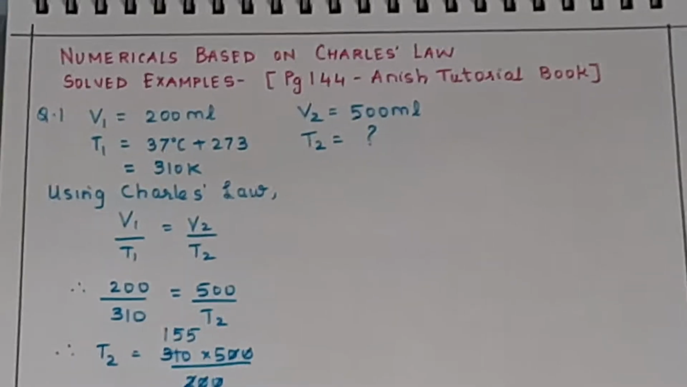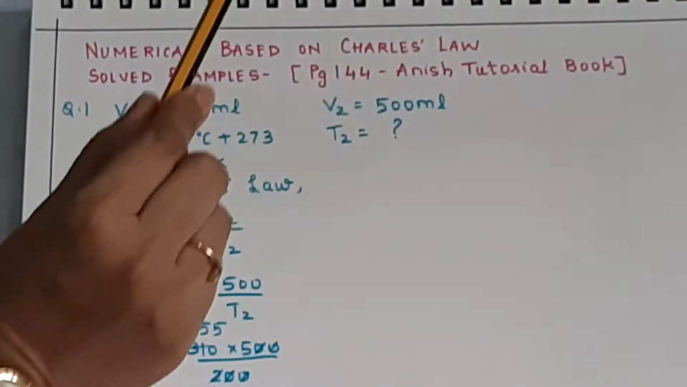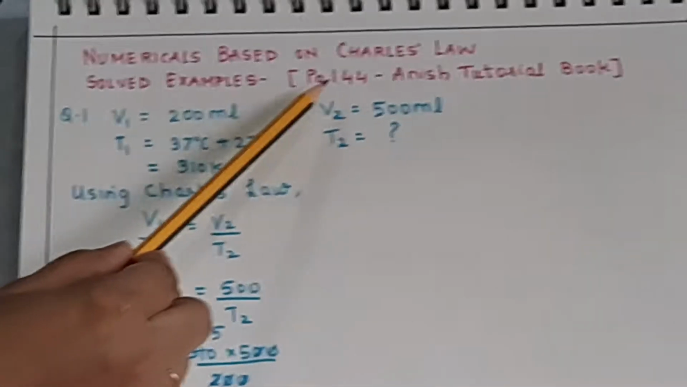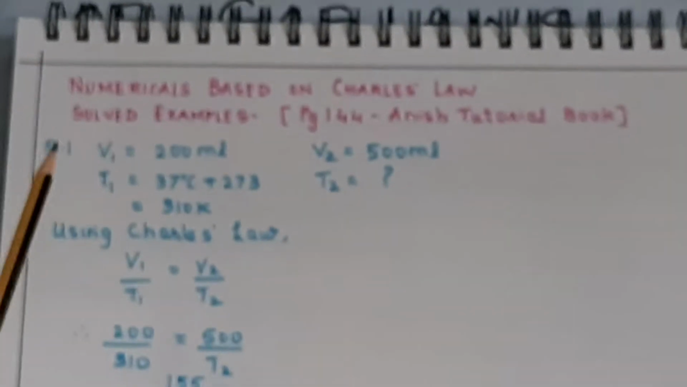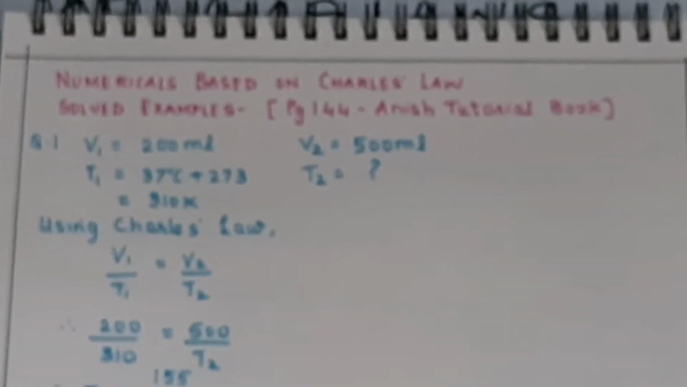Okay, now we are going to discuss the numericals based on Charles' law. So you have to open page 144 of the Anish tutorial chemistry textbook, and first we are going to do the solved examples. Though they are solved, you have not solved them, so for practice we are going to do them. So see the first sum.